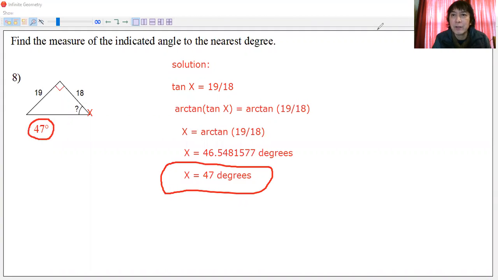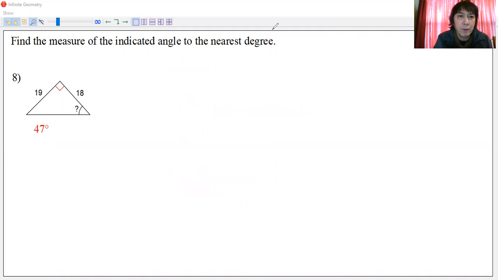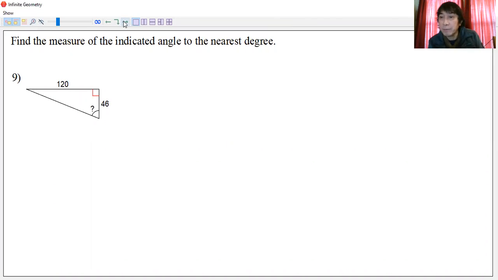All right, so let's clear the screen and proceed to number 9. Okay, here's number 9. Examining the diagram, our angle will be this angle over here. Find the measure of that angle. We have adjacent side 46, opposite side to that angle is 120. And we don't have hypotenuse. So that suggests we shall use tangent.